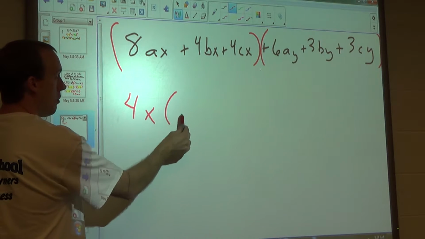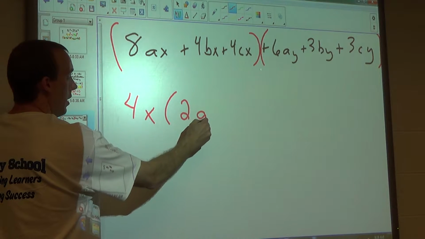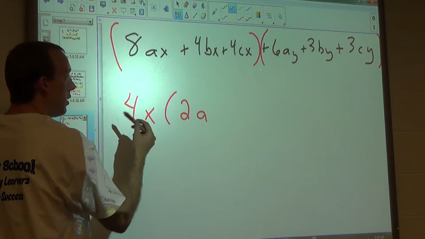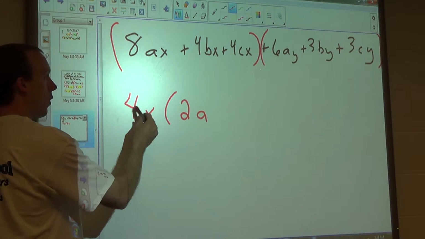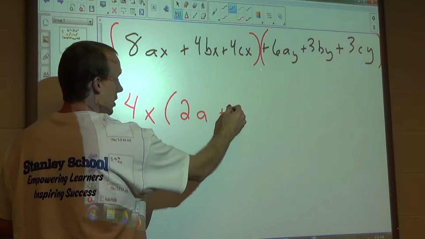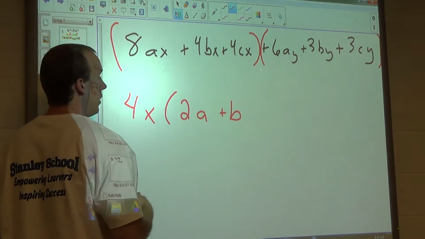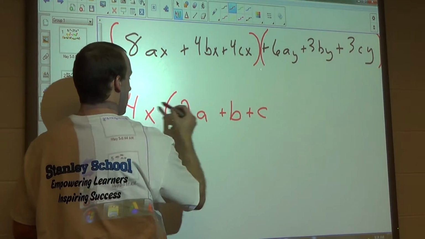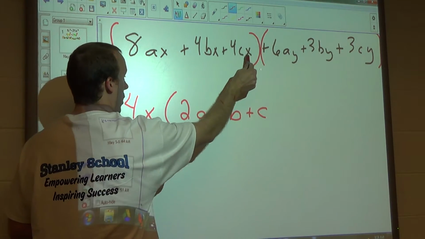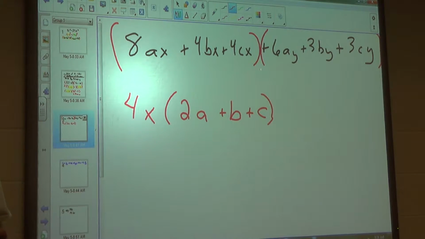So 4 times what gets me to 8? 2. And then there's an a. And do I need an x or I already have one? I got one. Okay, 4x times what gets me 4bx? Just a b, because I already have the 4 when I multiply there and I already have the x when I go to there. And then just a c, because 4x times c gives me 4cx. Okay, that first group is done.